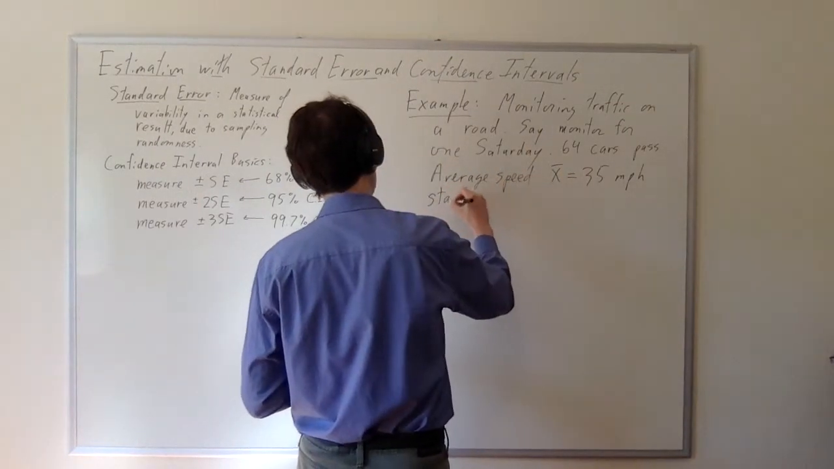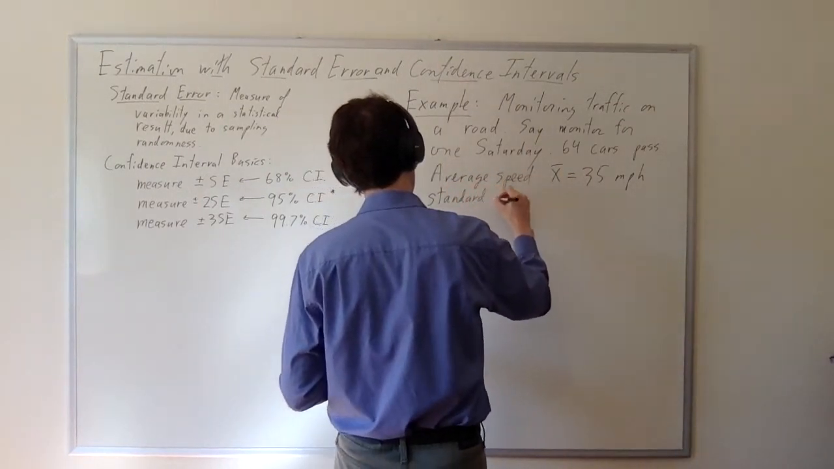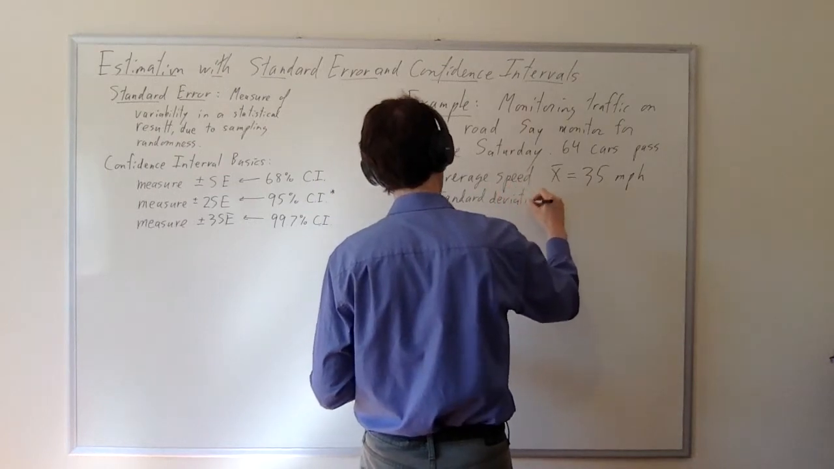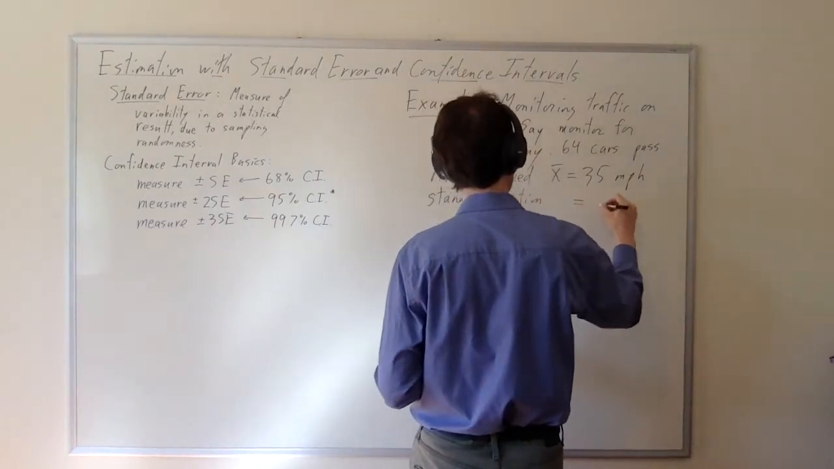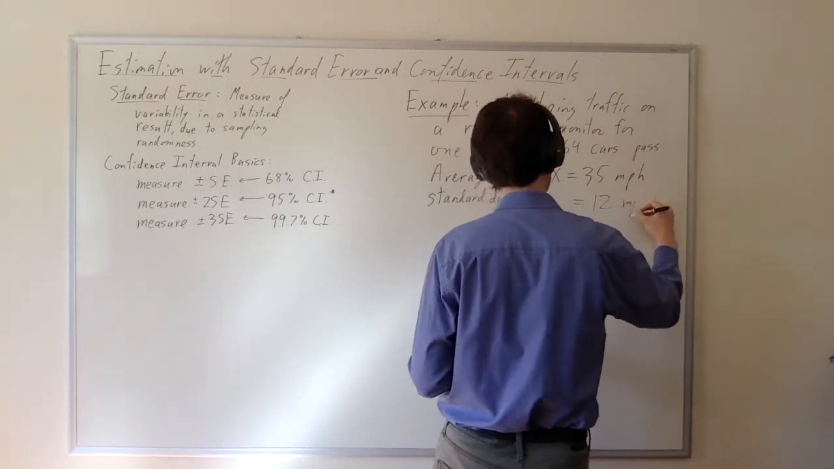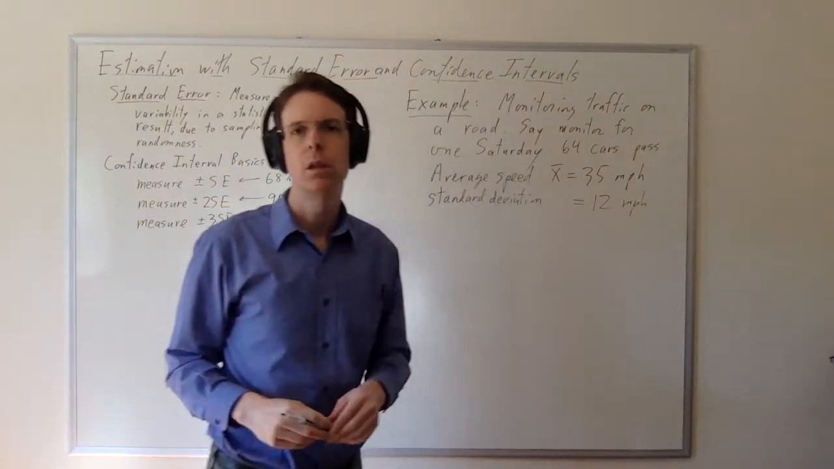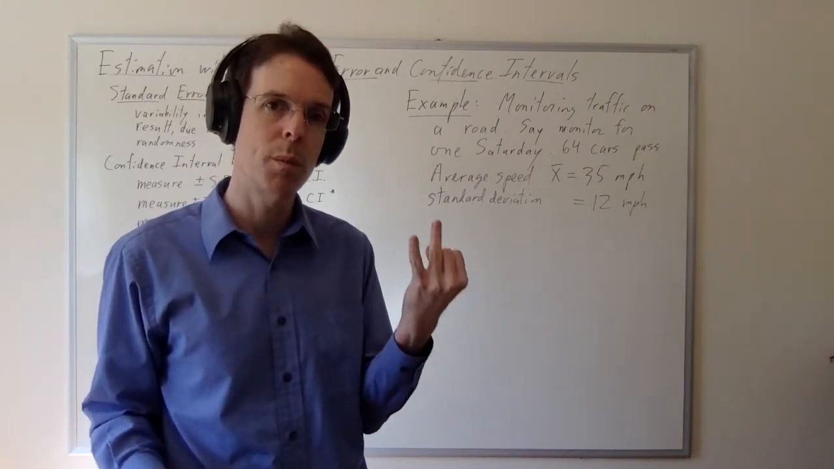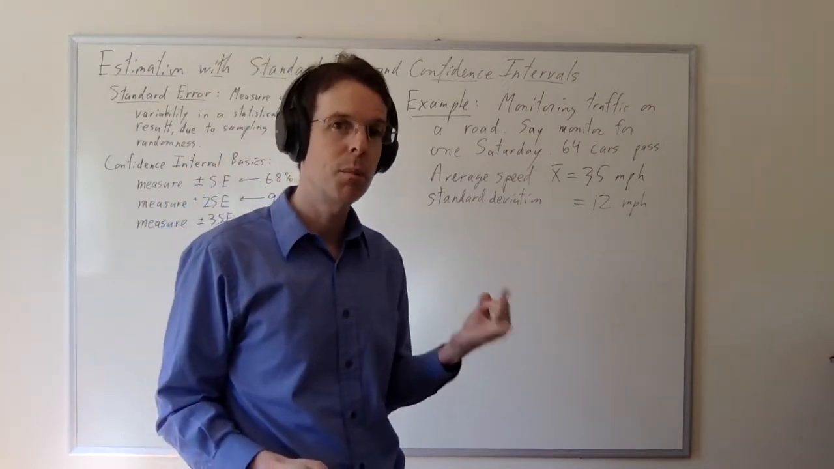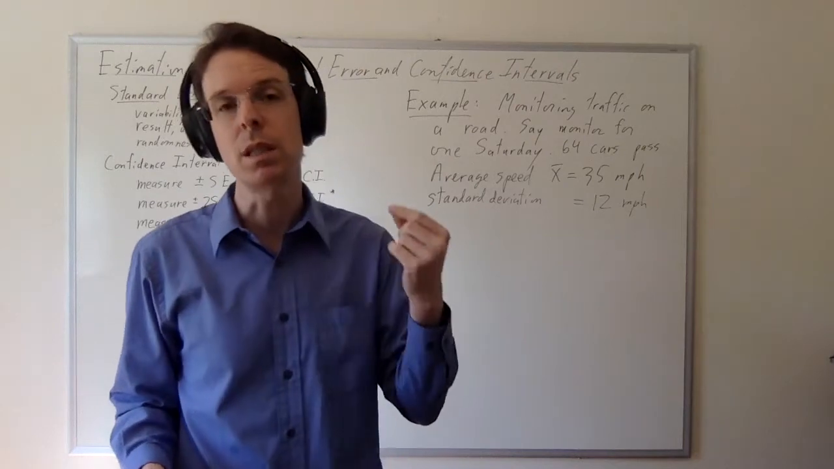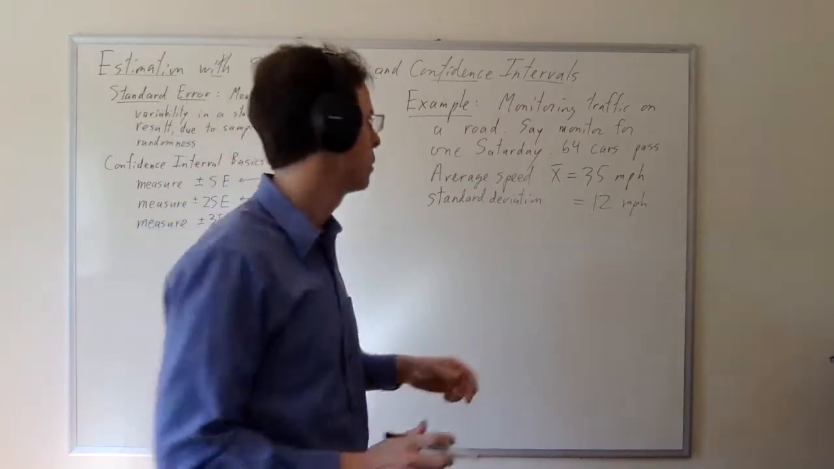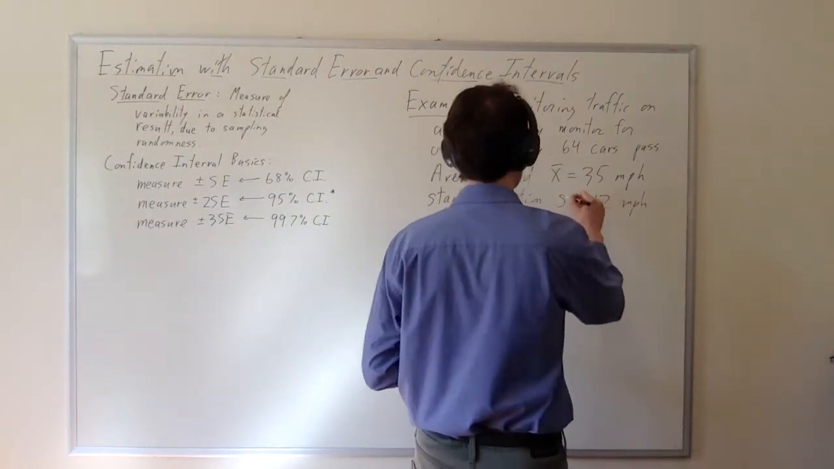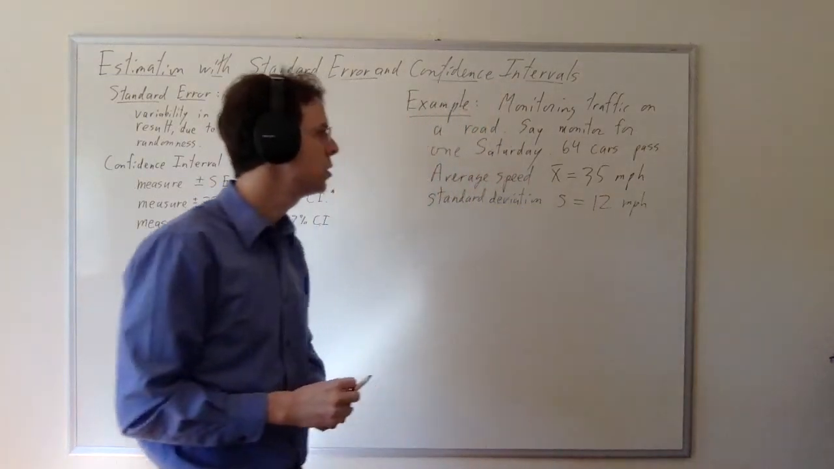And we will also have a standard deviation here. And I just tried to make up something reasonable. These are made up numbers. So standard deviation would be, say, 12 miles per hour. What's the proper symbol for a standard deviation? There are two that are typically used. They are S and sigma. Which one is appropriate here? Because this is a sample standard deviation, then we should be using S. So the standard deviation here is S. S is 12 miles per hour.